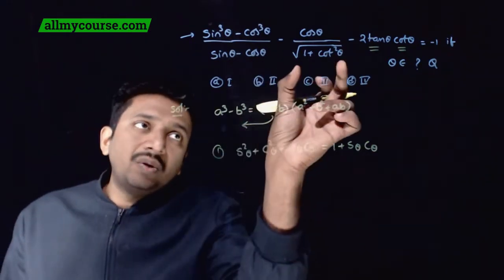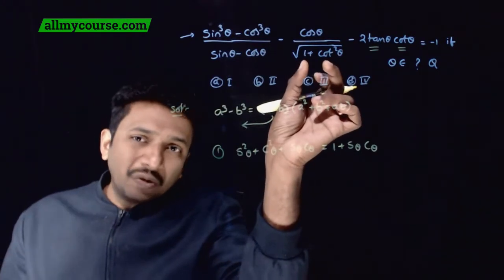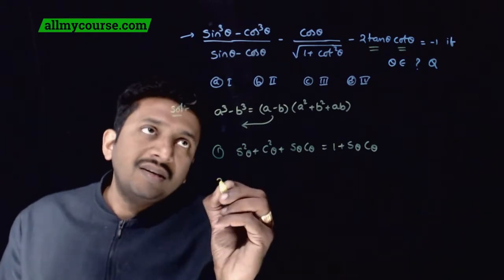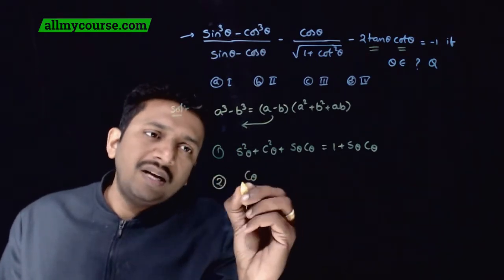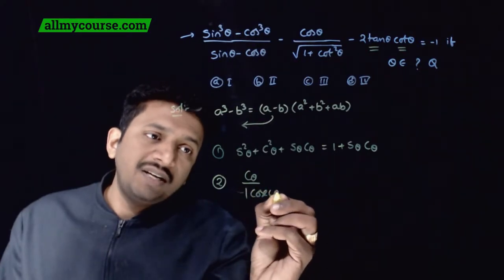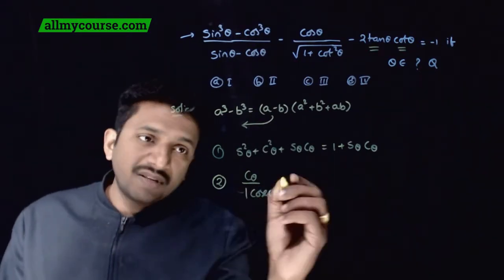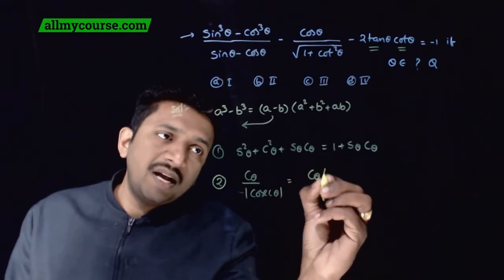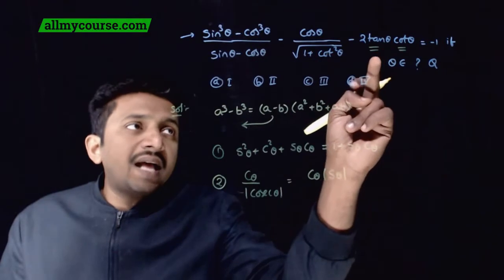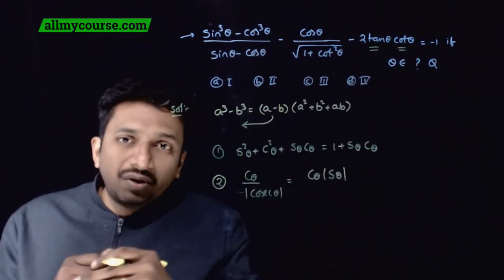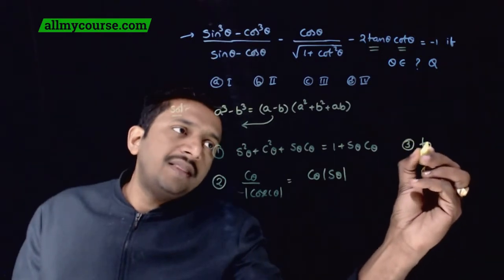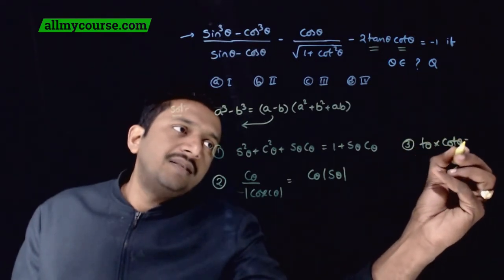Next, let us go to this. 1 plus cot²θ is cosec²θ. Root of that is mod of cosecθ. The second term, cosθ by mod of cosecθ, so 1 by mod of sinθ. So this becomes cosθ times mod sinθ. And tanθ into cotθ becomes equal to 1. So effectively, I'll write that also: tanθ into cotθ is equal to 1.